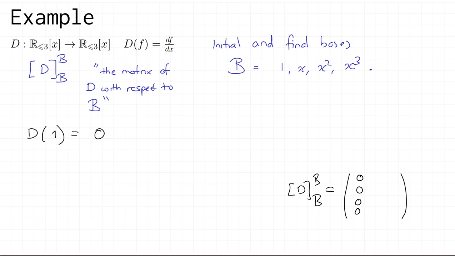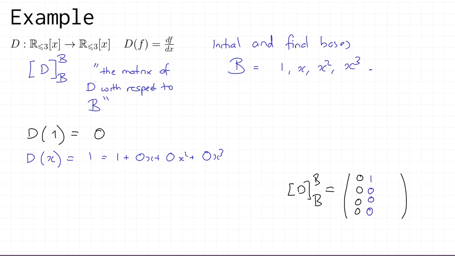Okay, next let's do the second basis element, d of x. So this is 1. So that's 1 times 1 plus 0 times x plus 0 times x squared plus 0 times x cubed. So my second column is going to be 1, 0, 0, 0.